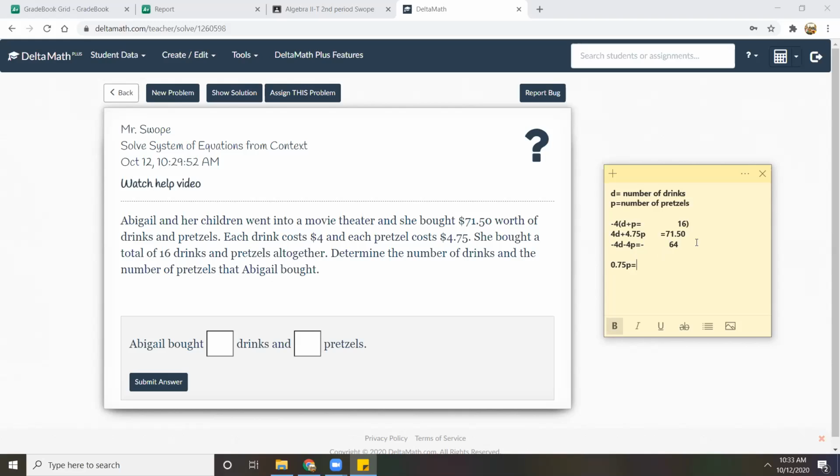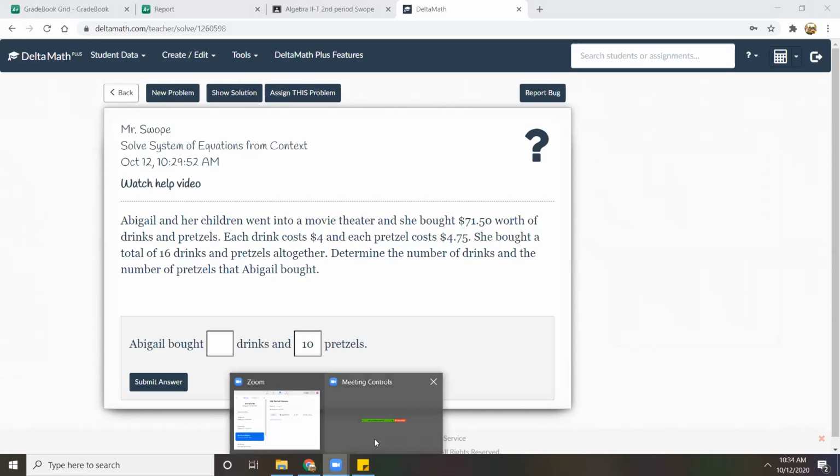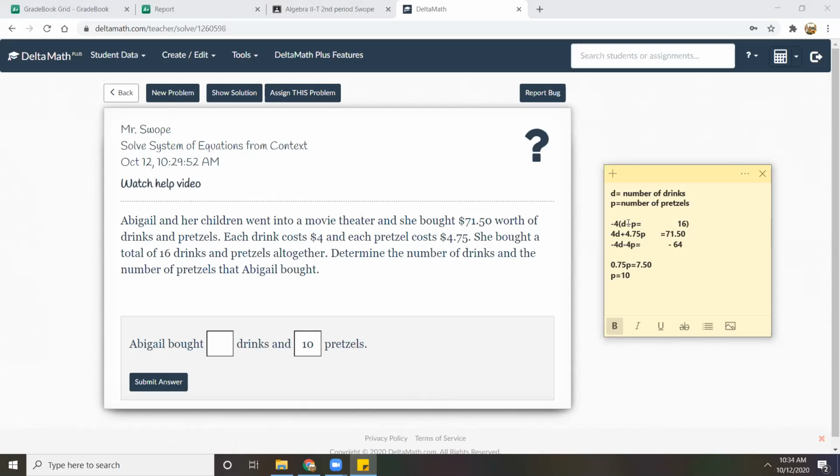So we would have 0.75P equals, and I do this right. Oh, I forgot my negative, it almost didn't come over. Sorry, this is a negative 64, not a positive 64. So we would do 71.50 minus 64. That would be 7.50. If you solve this, hopefully the decimals don't make it too bad, you would get 10 is your P. So we had 10 pretzels. And then it's pretty simple from here. You would plug it back into the original equation, but since there's 16 total, that means there would be 6 drinks then.